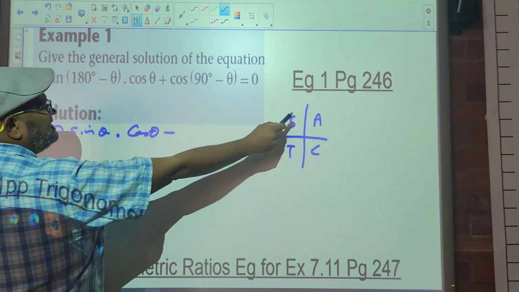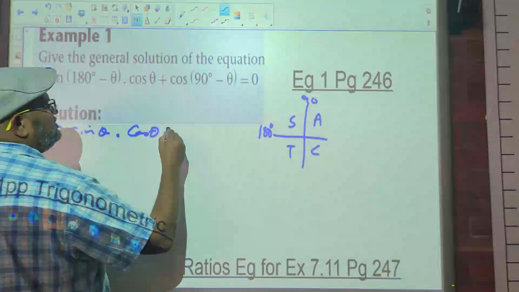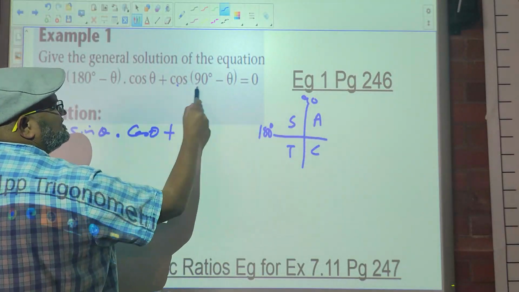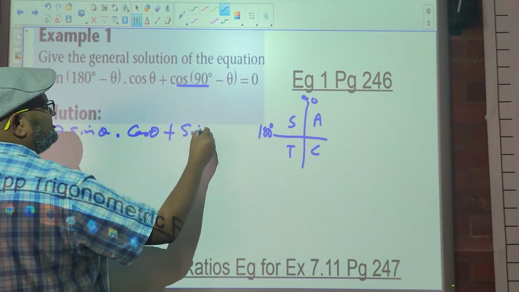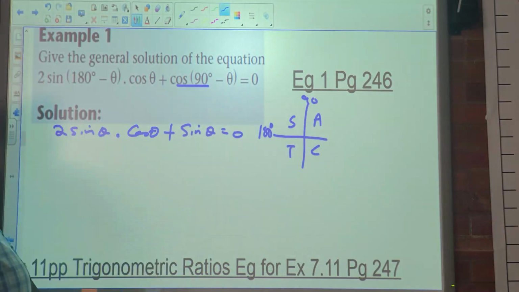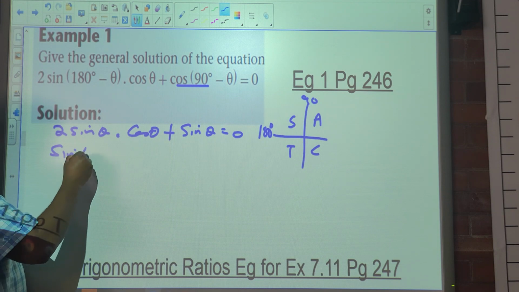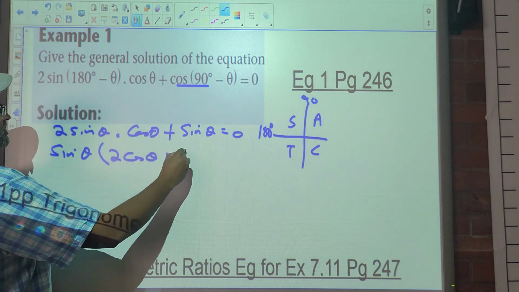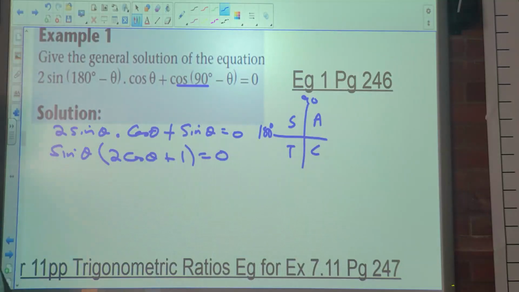Now 90 minus theta is in which quadrant? Quadrant 1. Is cos positive or negative? What does it change to? Okay. So what do we notice now? We've got a common factor of sine theta. What are we left with? Sine theta times (2 cos theta plus 1) is equal to 0.